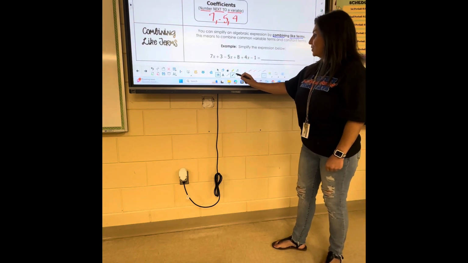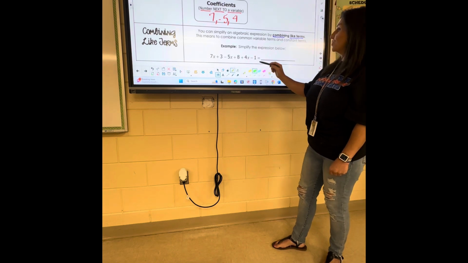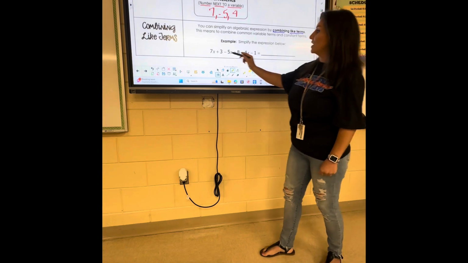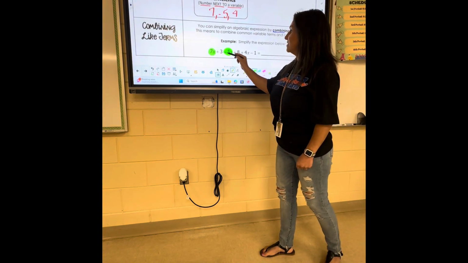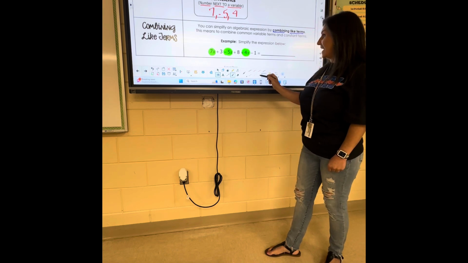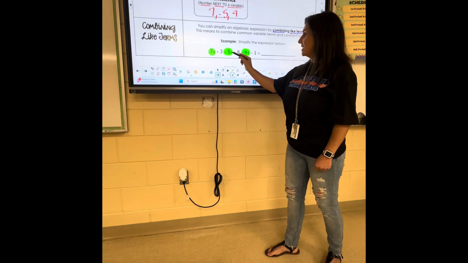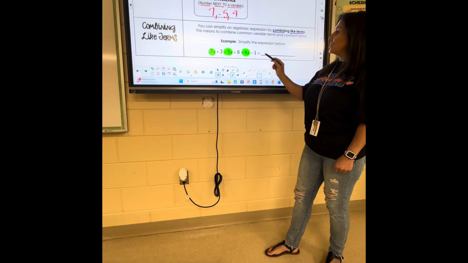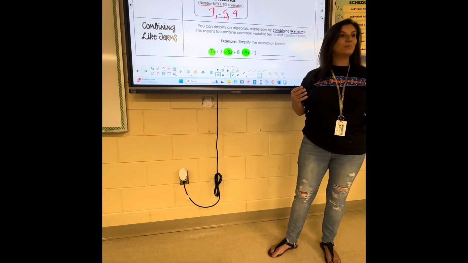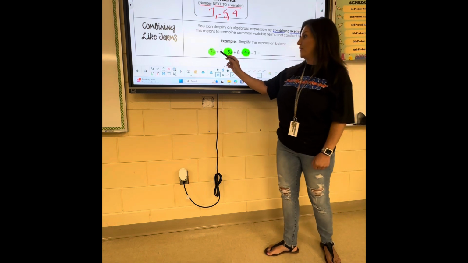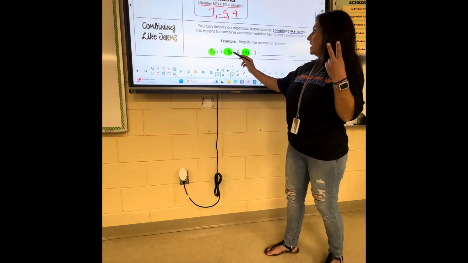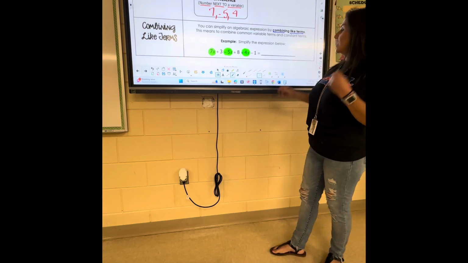And so notice up at the top, I highlighted those green ones here. Those were our variable terms. So we're going to look at those variable terms. So in this situation, all of my variable terms have the exact same letter. It's an x, x, and x. So since I have the exact same letter, what you're going to do is just add or subtract the coefficients, whatever it says. So 7 minus 5 is 2, and 2 plus 4 is 6.